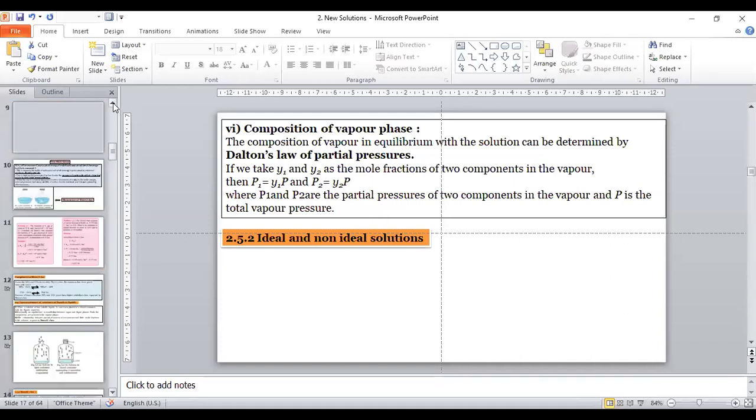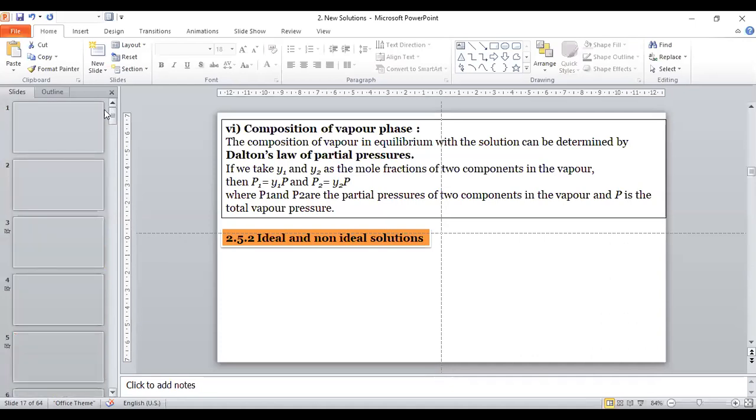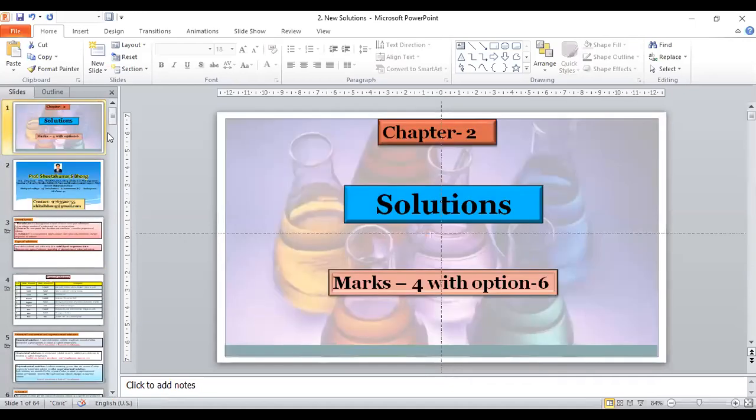Yesterday, we started this chapter, Solutions. So this has a weightage of 4 marks with option 6 marks, and the introduction part is already completed. This is a physical chemistry chapter, and one numerical will be expected from this chapter. It will be for 1 mark, or 2 marks, or 3 marks.